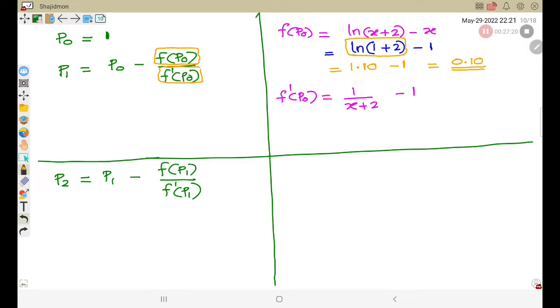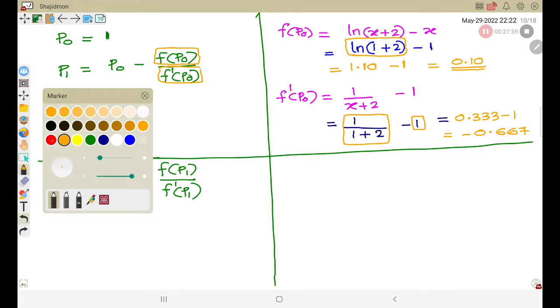Now same way in the second part also, just replace x by P0 number, f dash of P0. So 1 over x number is 1 because P0 number is 1 plus 2 minus 1. Check separately 3 digits rounding. What is the number? First 1 over 1 plus 2, 3 digits rounding is 0.333. Then this minus 1 same. So when we are calculating, you will get minus 0.667. f dash of P0 equal to minus 0.667.